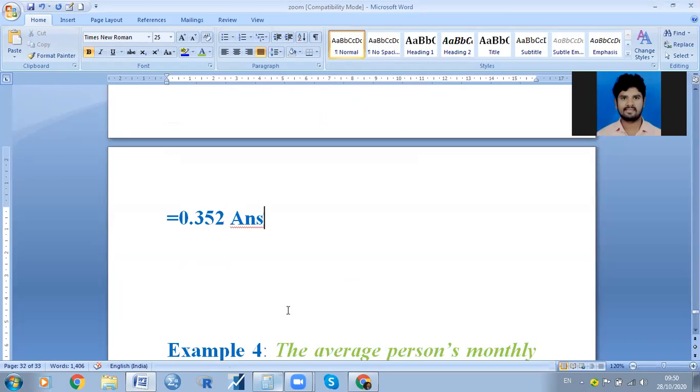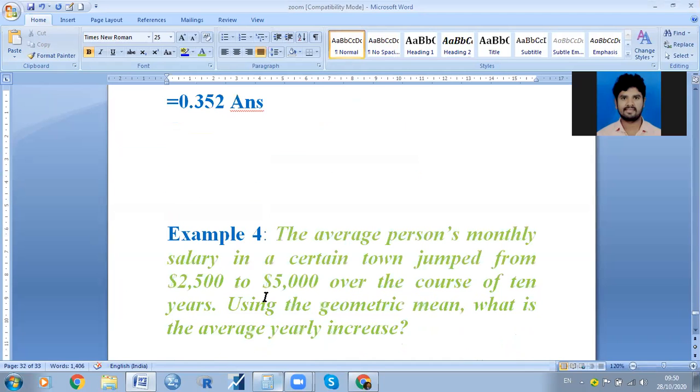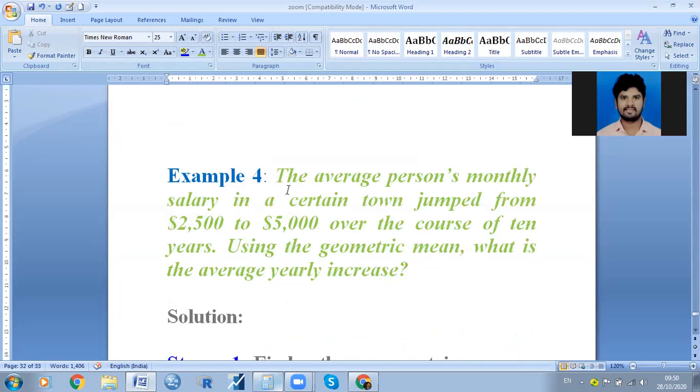If it is clear, then we will go to another example. For example, in competitive exams they will ask different types of questions. See example 4. The average person's monthly salary in a certain town jumped from $2,500 to $5,000 over the course of 10 years. Using the geometric mean, what is the average yearly increase? During the 10 years, how much is the average increase in his salary?